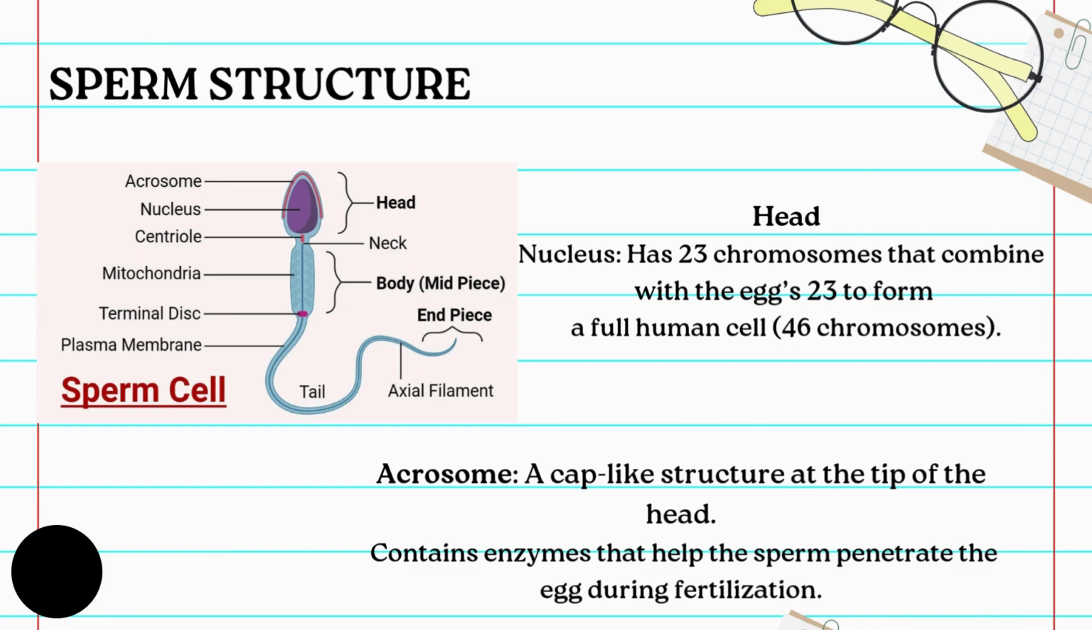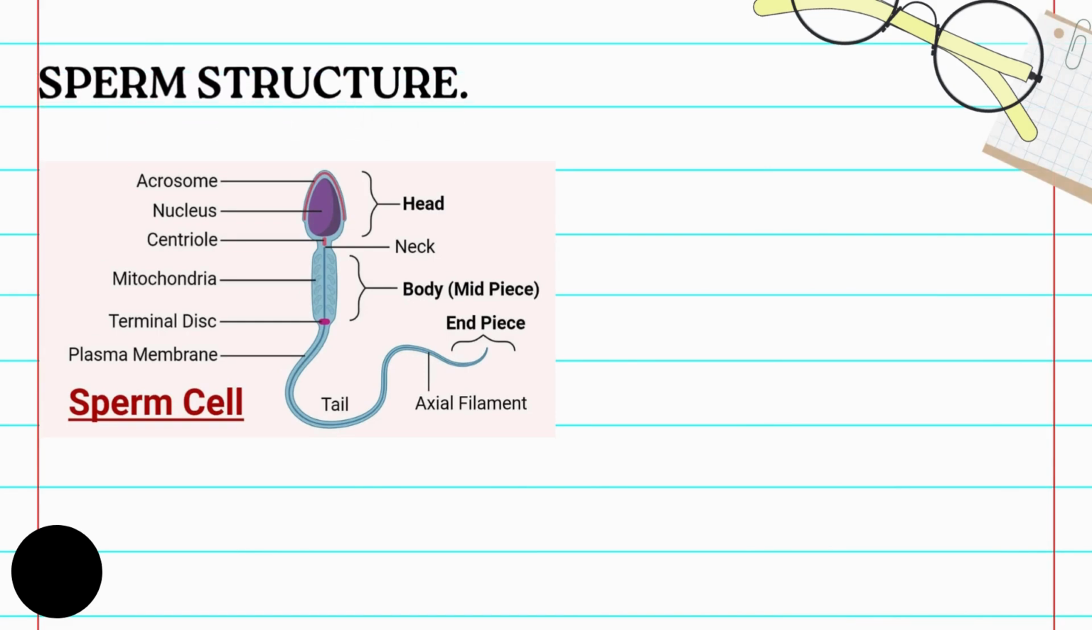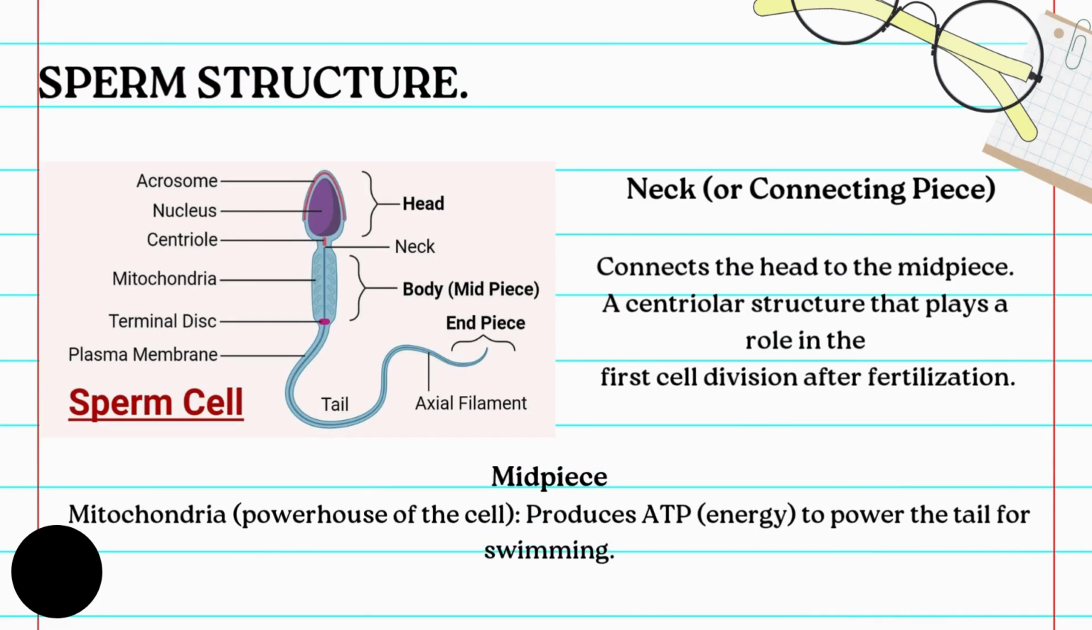And then we have the acrosome, which is in the head. The acrosome is the cap-like structure at the tip of the head, in the shape of the head as well. So this acrosome contains enzymes. These enzymes will dissolve the membrane that is shielding the egg so that the sperm can penetrate the egg so that fertilization could occur.